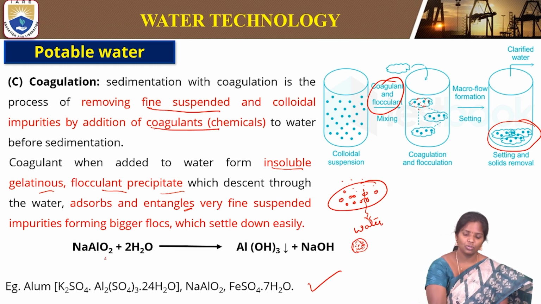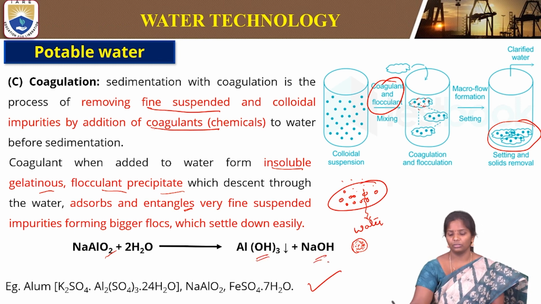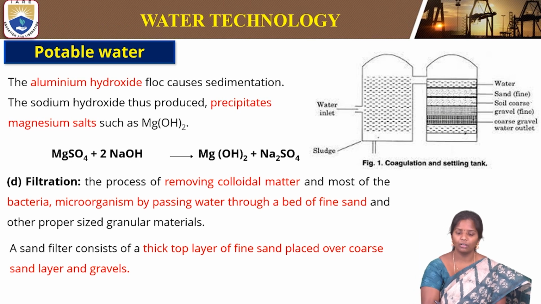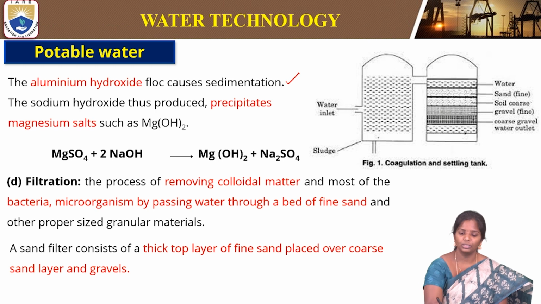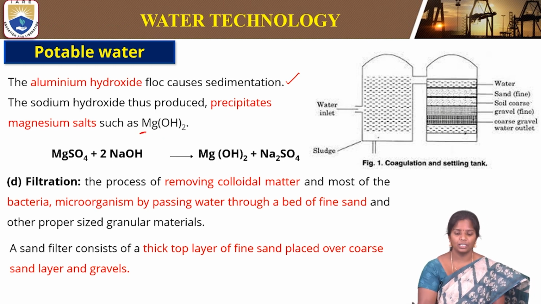The example is sodium aluminate with water, giving aluminum hydroxide and sodium hydroxide. The down arrow indicates precipitation. The aluminum hydroxide floc causes sedimentation, and the sodium hydroxide precipitates magnesium salts such as magnesium hydroxide.